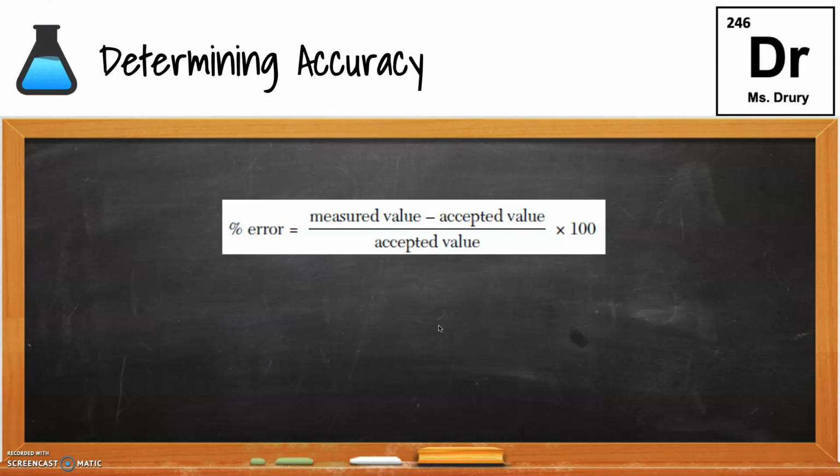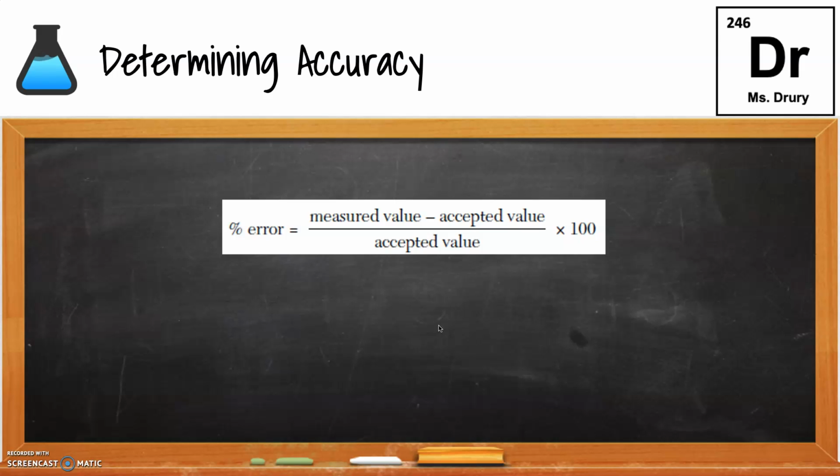And because it's an absolute value, you actually can subtract in either order, measured value minus accepted, or accepted minus measured. So generally when I do that, I make sure that I do big minus small, so it comes out positive. But what you can't do is put measured value in the denominator. It has to be the accepted value.